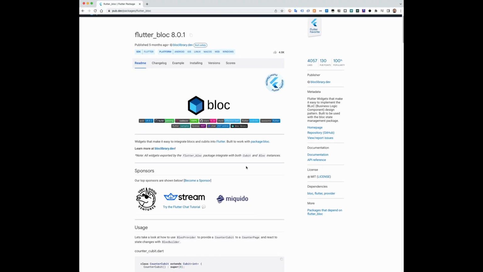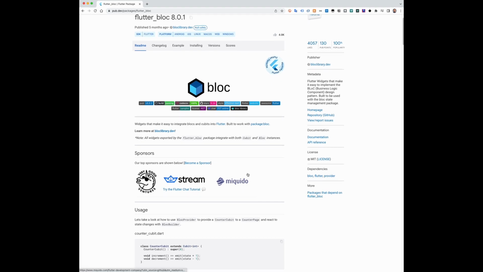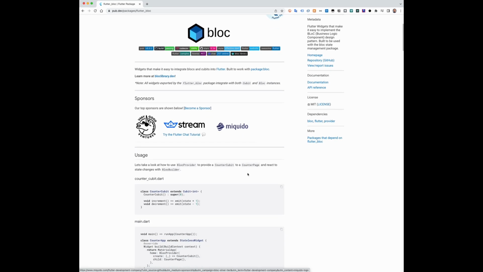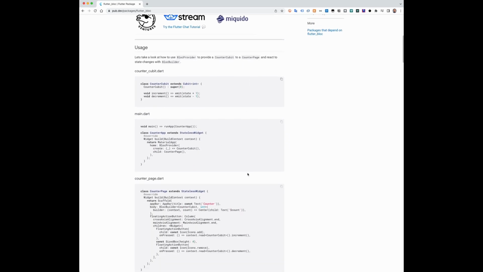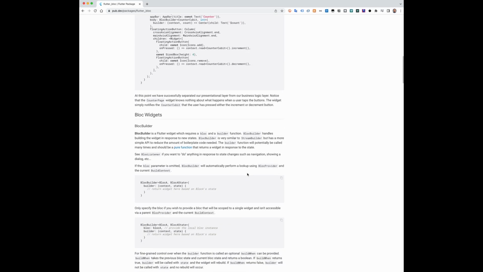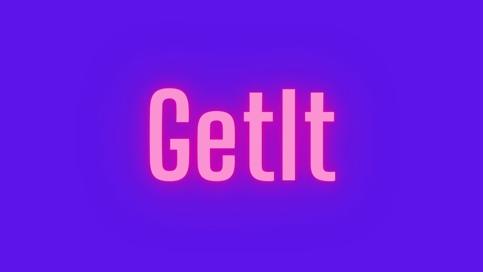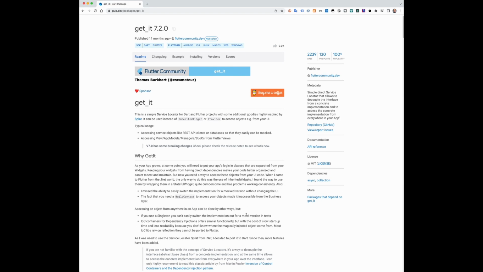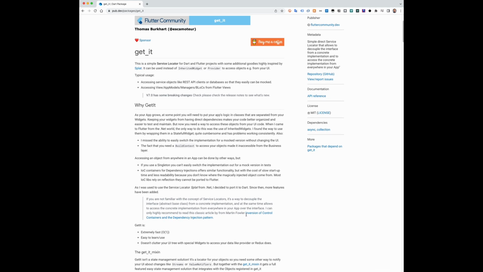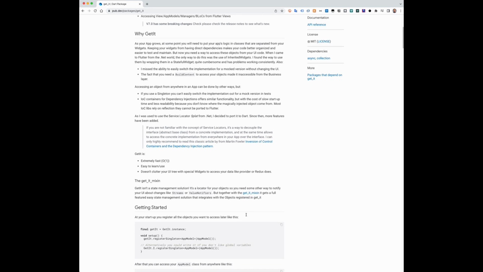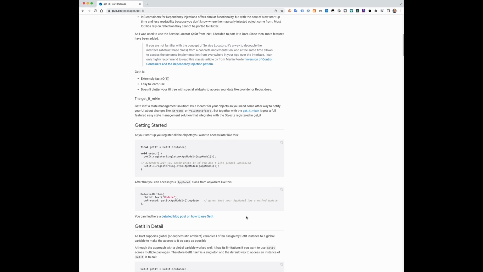Bloc makes it easy to implement the business logic component design pattern, which separates presentation from business logic. GetIt is a service locator-based state management approach that doesn't need a build context.